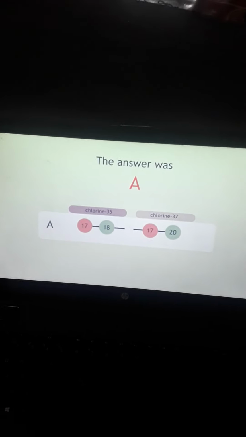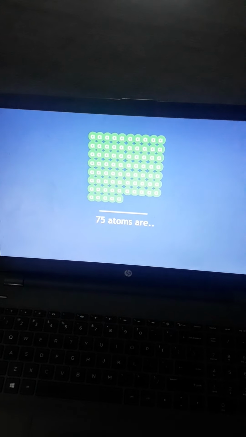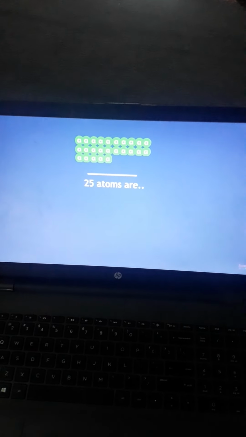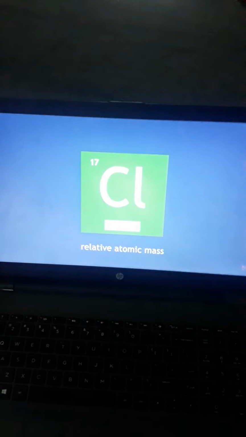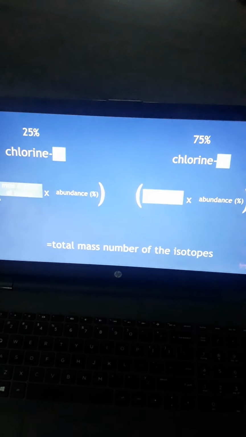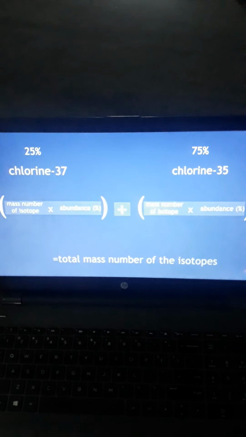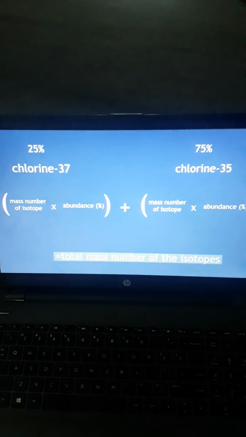The answer was A. Did you get it right? In nature, out of 100 atoms of chlorine sample, 75 of those atoms are chlorine-35 isotopes, and 25 of those atoms are chlorine-37 isotopes. For you to be able to work out the relative atomic mass for chlorine, you have to multiply the mass number of the isotopes with its abundance percentage, and add these products together. This gives the total mass number of the isotopes.